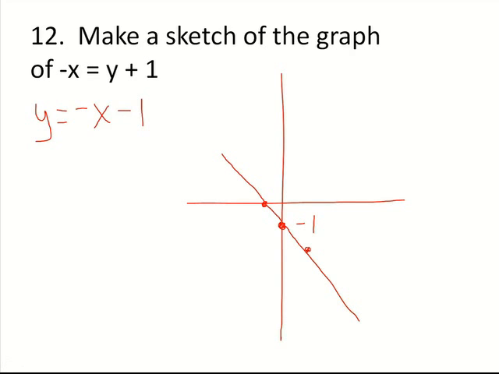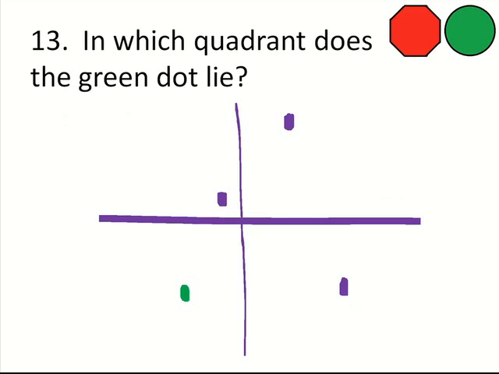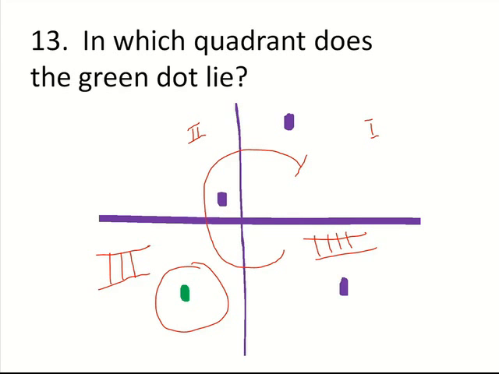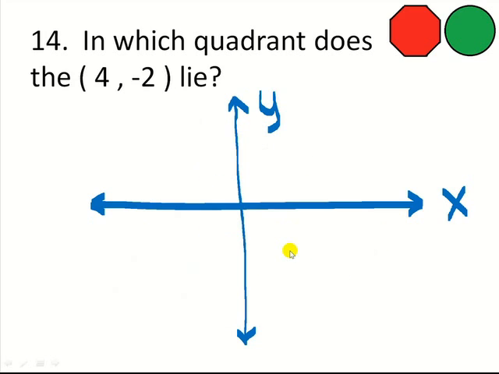If you need a little extra help with this, watch the tutorial that I have on graphing using the slope-intercept form. 13. In which quadrant does the green dot lie? Click on the stop sign if you need to. Falls in the third quadrant. We know that's the third because if I start here, this being the first quadrant, and I draw the capital letter C, I go through the quadrants in their order: 1, 2, 3, and 4.